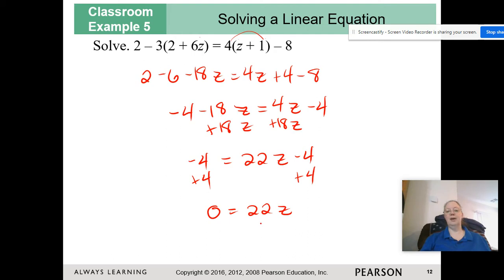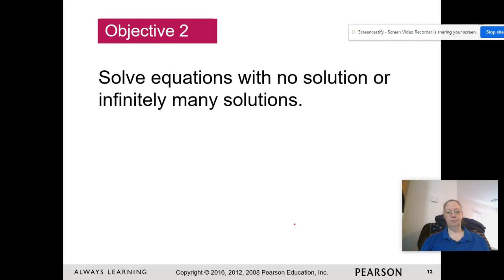And divide by 22. Be careful on this one. 0 divided by 22 is 0, which is a perfectly acceptable answer. Just because the answer is 0 does not make it incorrect.